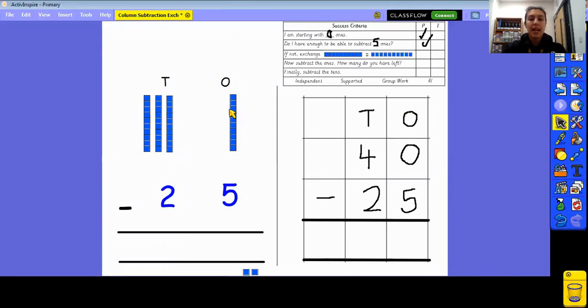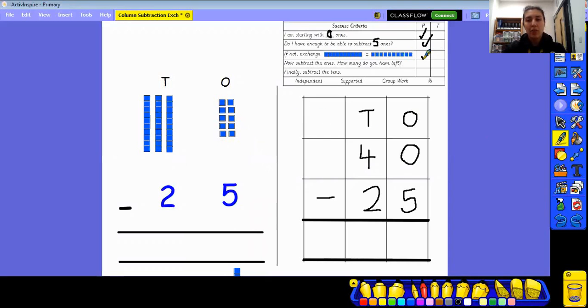But it can't stay like that because only 1s are allowed in my 1s column. That means I need to make an exchange for 10 1s. There we go. And now I've got plenty of 1s to be able to subtract 5. If you know your number bonds to 10, you should know that 10 take away 5 leaves us with 5. Well done.